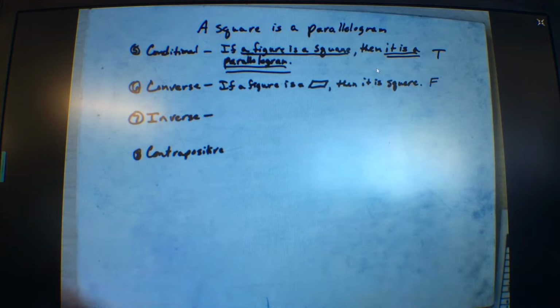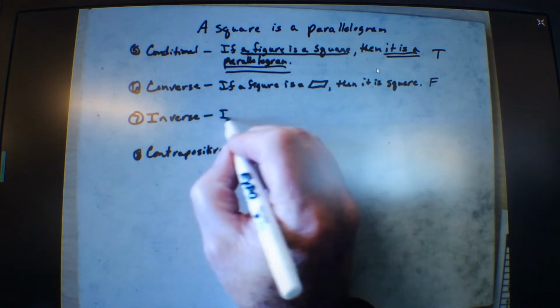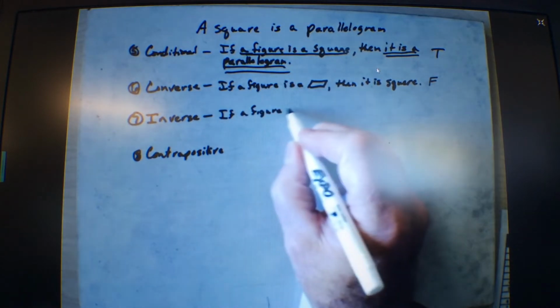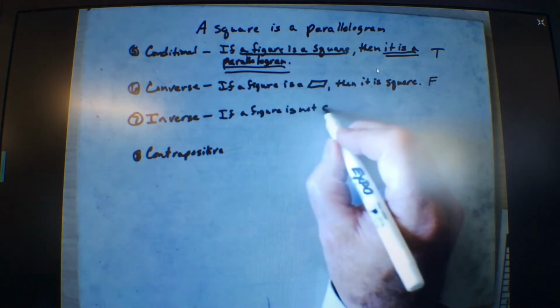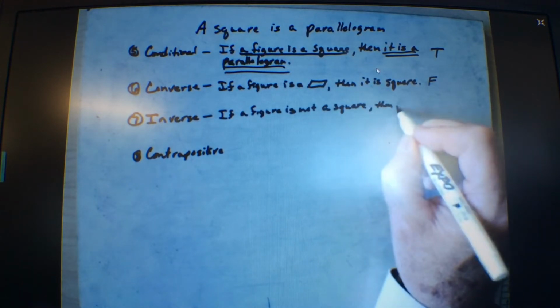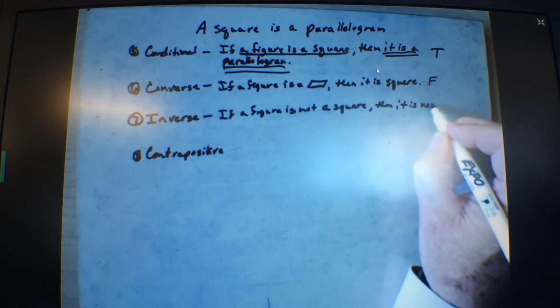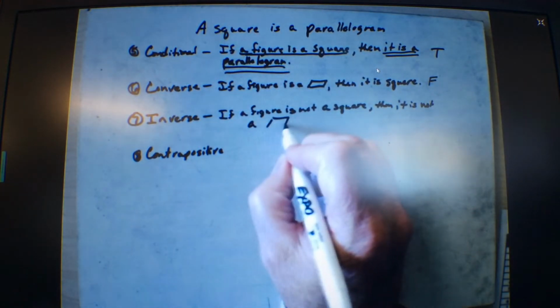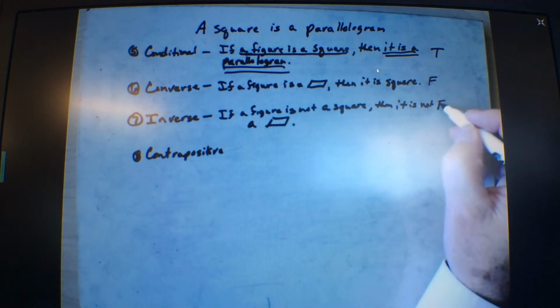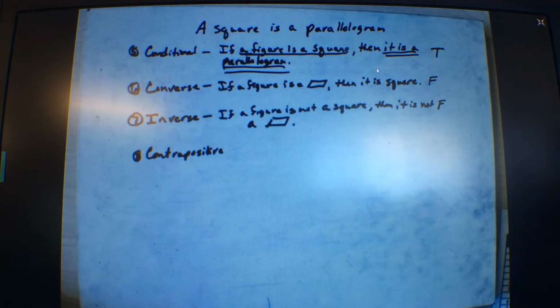Yeah. Okay, who's up for inverse? Me. So, Chin, if a figure is not a square, then it is not a parallelogram. Correct? And is this true or false? False. Okay. Now, without even thinking about it, if the converse is false, then the inverse has to be false too, doesn't it?